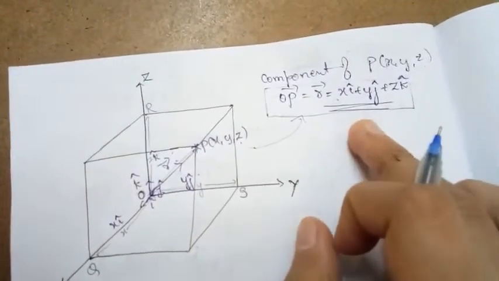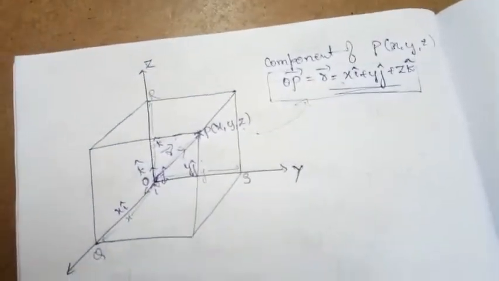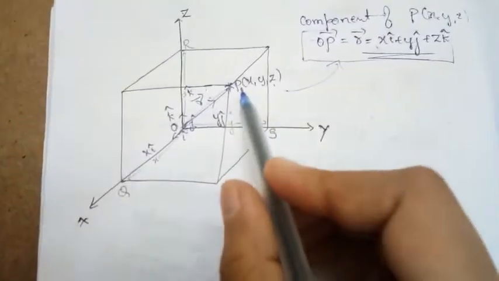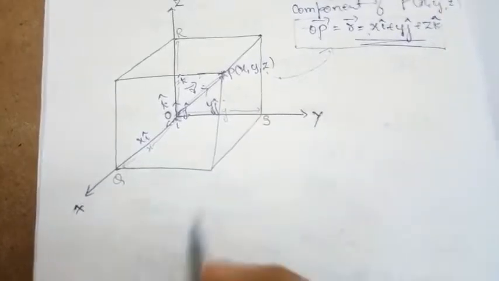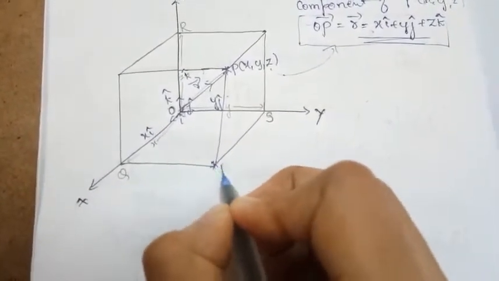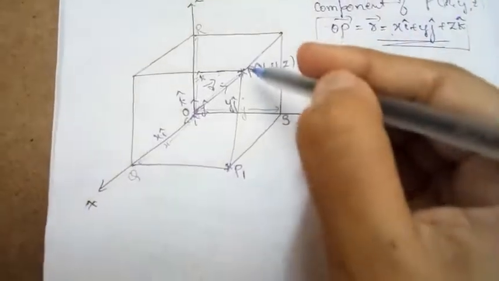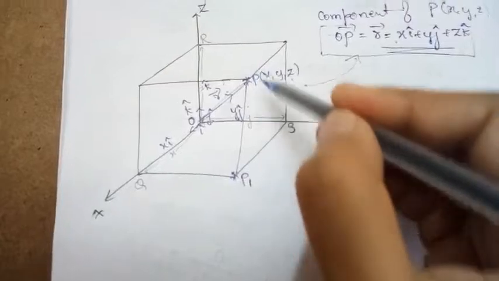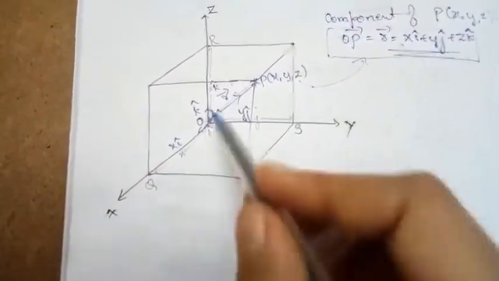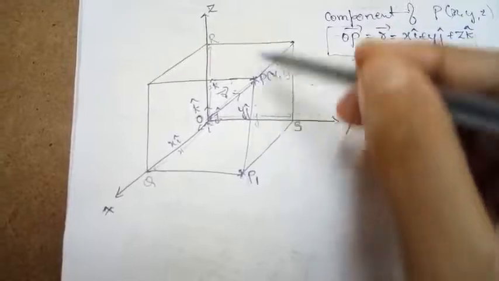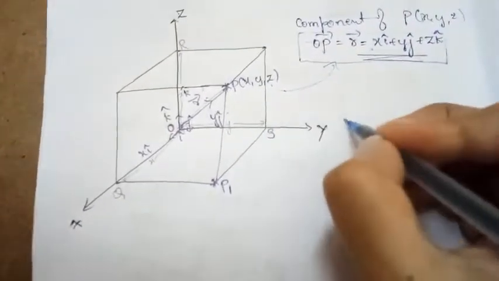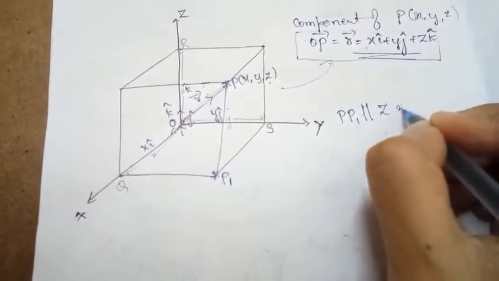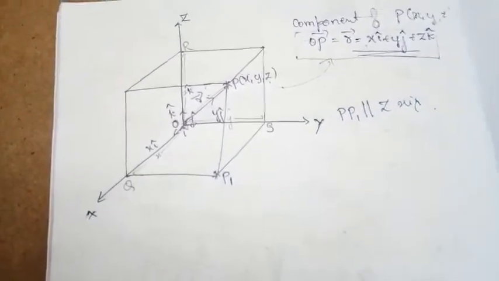I have given the outline idea, but how has this come about, and how are we going to derive it? Let us see that. If this is the point P of x comma y comma z, let P1 be the foot of the perpendicular from P to the xy plane. You can see that the line P1P is parallel to the z-axis.